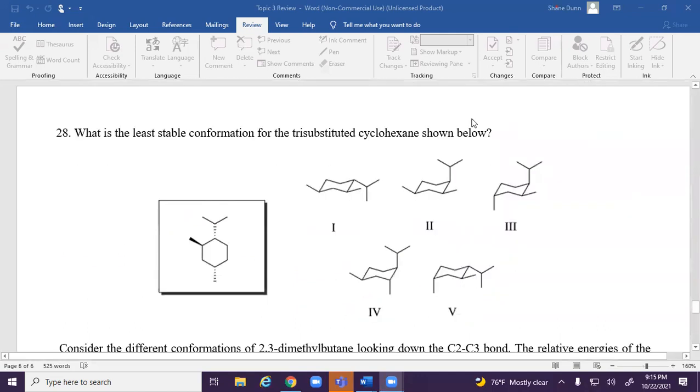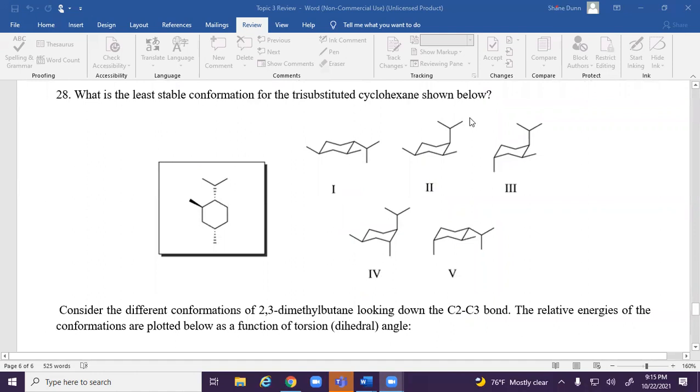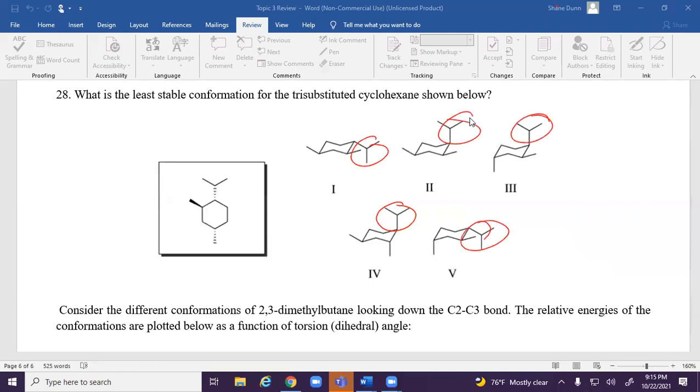Going down, going down. Least stable. So hint, hint, wink, wink. What's the biggest group? The one circled, right? The isopropyl group, the biggest. Does he want to be axial or equatorial? It must be equatorial, right? But I'm looking for the least stable, so what should I make him instead? So 1 and 5 are automatically gone, correct?